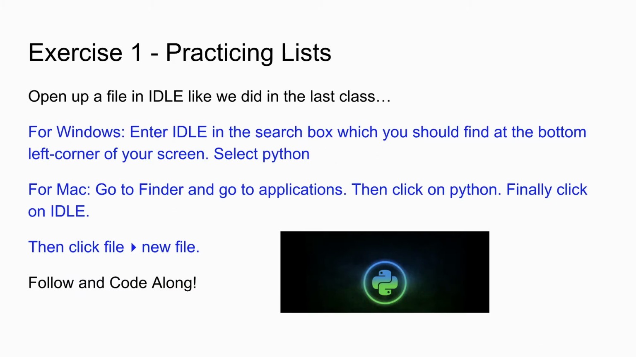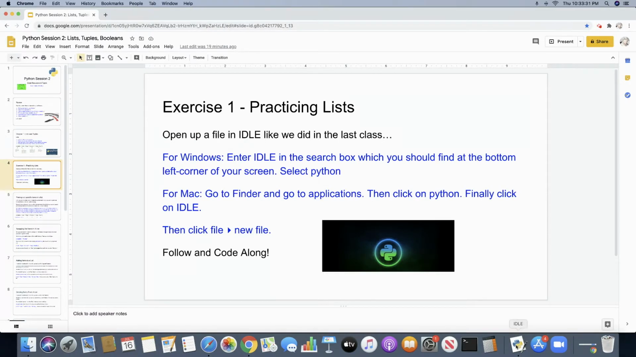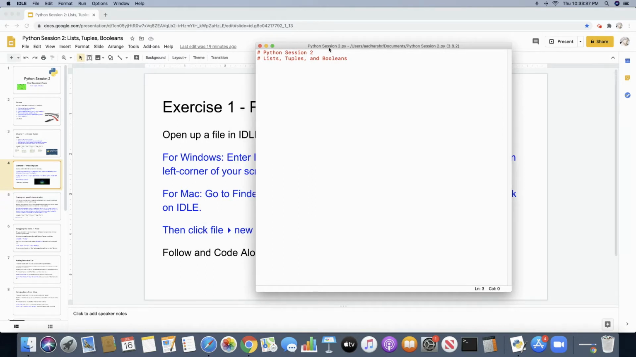Exercise 1. Practicing lists. Open up a file in IDLE like we did in the last class and code along. Okay, so let's open up an IDLE file. And I'll just type in the same list we had earlier. Say animals equals, remember we use square brackets for lists, and we would say lion, inside of quotes, it's a piece of text, tiger, elephant, dog, and bear.